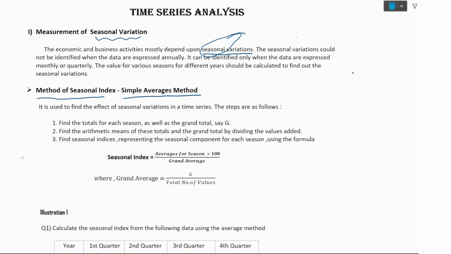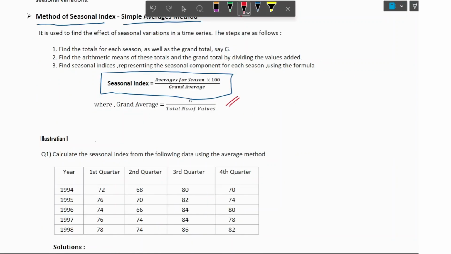Now see here, the formula for the seasonal index: seasonal index is equal to average for the season into 100 divided by grand average. By using this formula, how do you estimate the seasonal index? That is what we are going to learn. I will explain the steps while doing the sum. Now we will consider one example first.